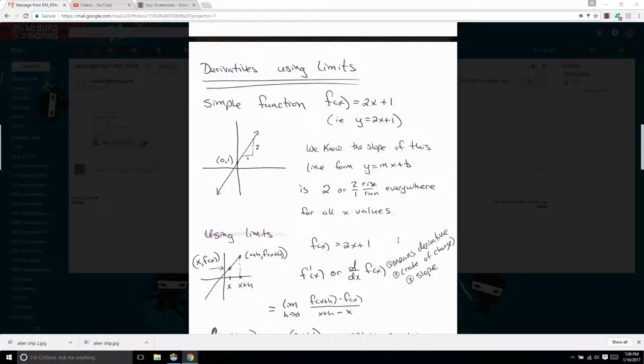About derivatives then, and we're going to use the limits that we just got off of in Chapter 1. So, using the limiting process to find derivatives.